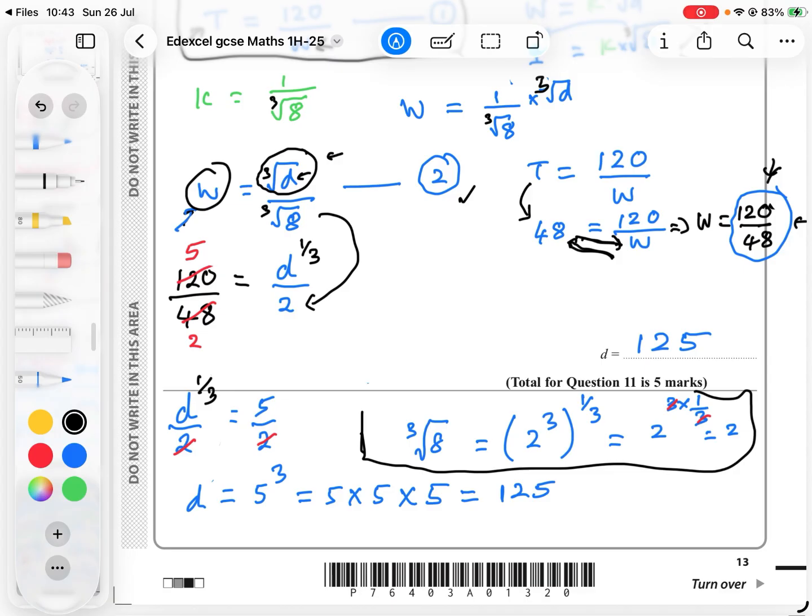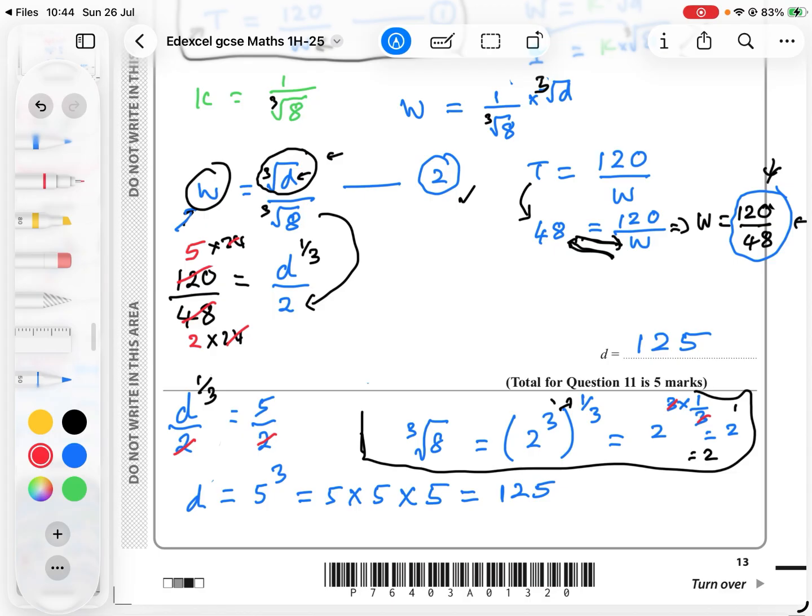Cube root means 1 over 3. When you expand the bracket, you have 3 times 1 over 3. 3 cancel. 2 to the power 1 equals 2. So cube root 8 is 2, and you can substitute here. Now if you simplify 120 over 48, you can use 24. 24 times 5 is 120, 24 times 2 is 48. So 24 cancel out. So 5 over 2.